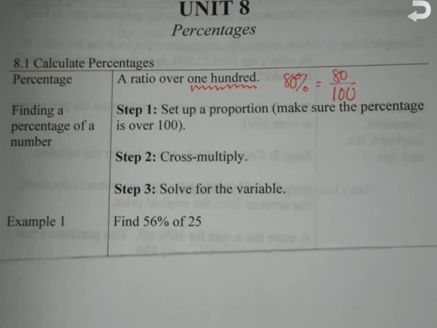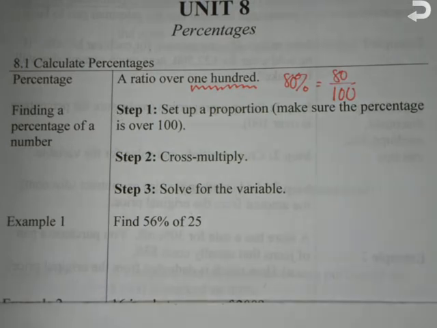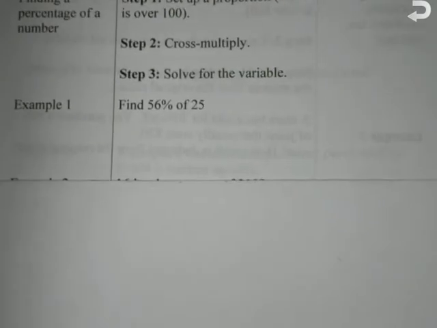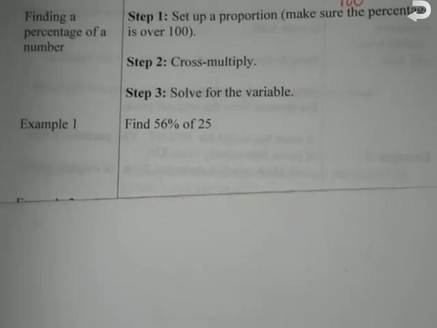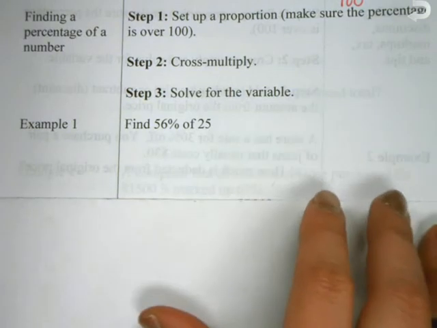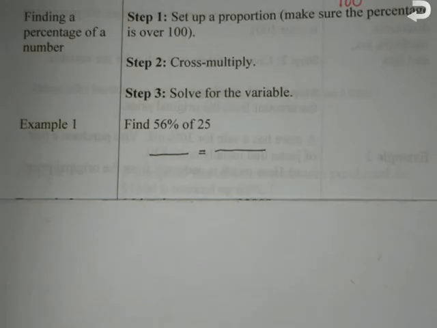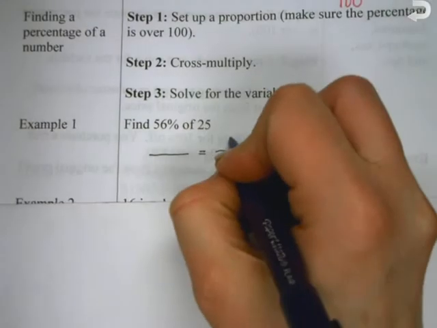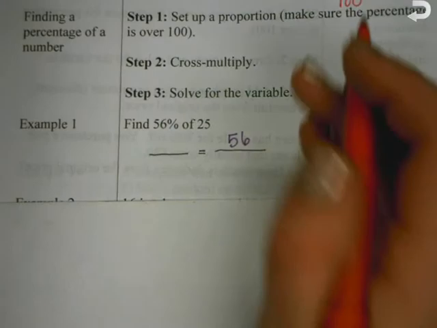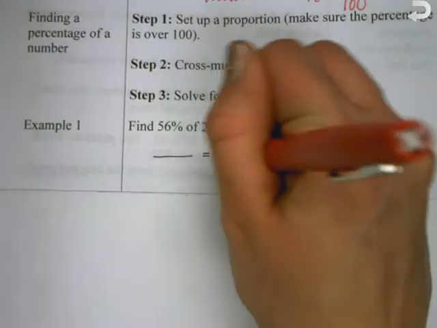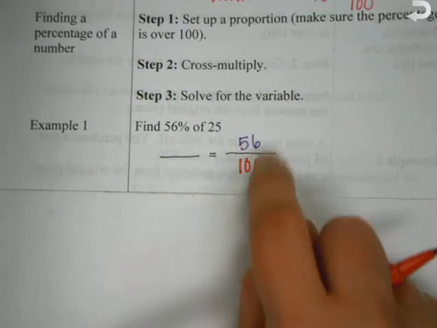Alright, example 1. We want to find 56% of 25. So the first thing that I'm going to do is set up the proportion. Okay, so just like we did in the last unit. Now, I have 56%. That 56% is always going to go over 100. Always. So whatever has the percentage attached to it is going to go over 100.